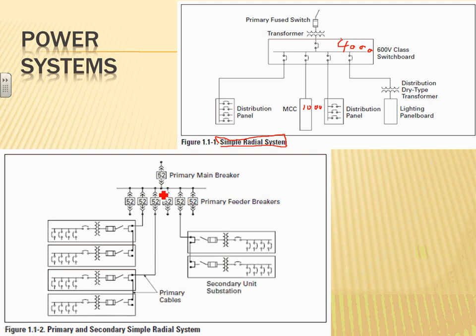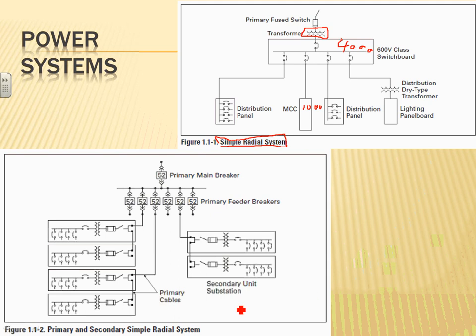Now this is the cheapest design that you can do, and probably most of the buildings are designed this way. Sometimes they add a generator for safety, because that's the cheapest way of designing a building. They call it a simple radial system, right? Most of the buildings are designed this way.